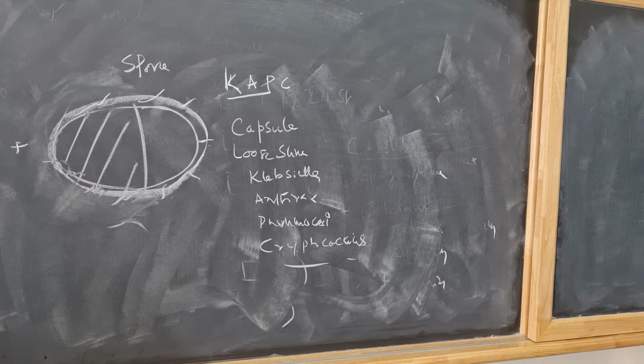So repeat with me, capsule is an outer covering of bacteria. It is on top of the bacterial cell wall. When it is not well formed, it is called loose slime or slime layer. It cannot be stained with Gram staining. It is stained by nigrosin in negative staining, where the background becomes black and the organism looks hollow.